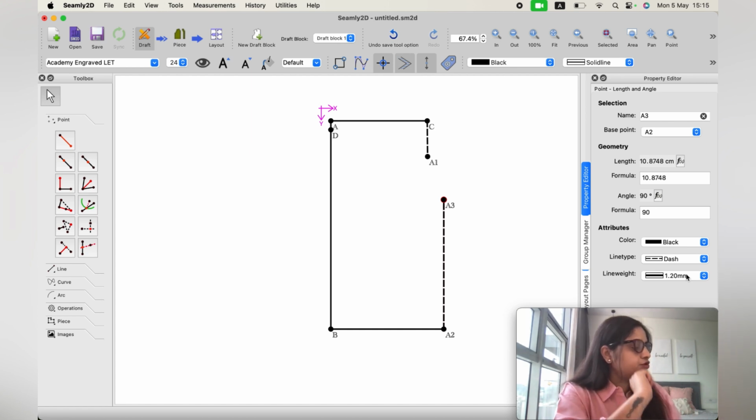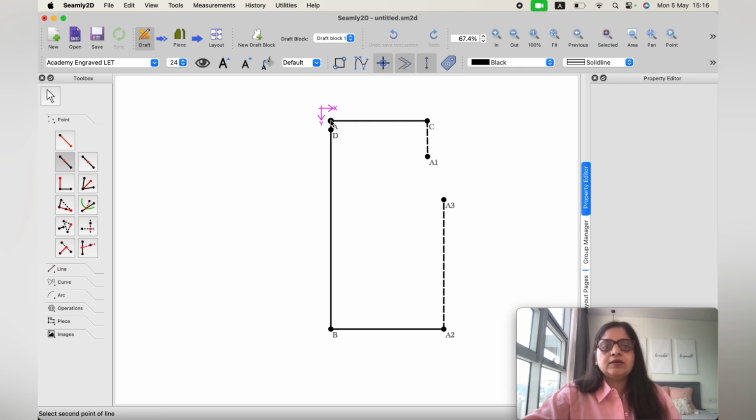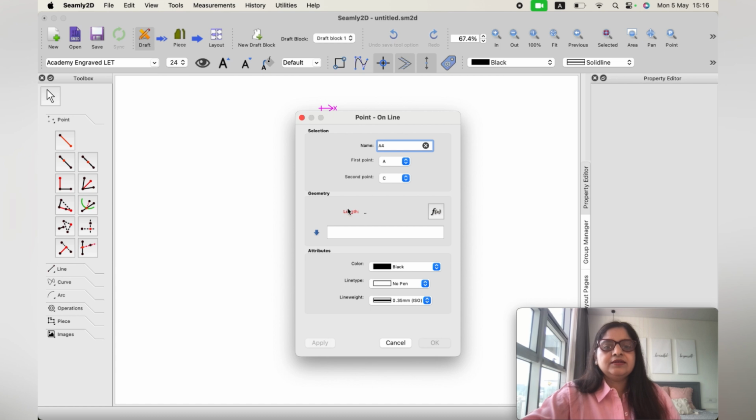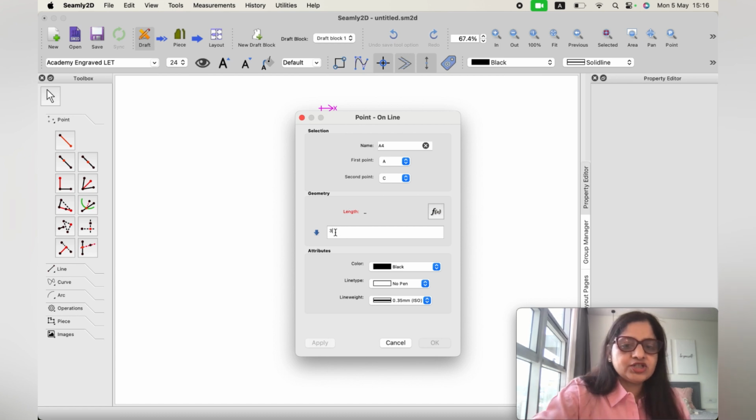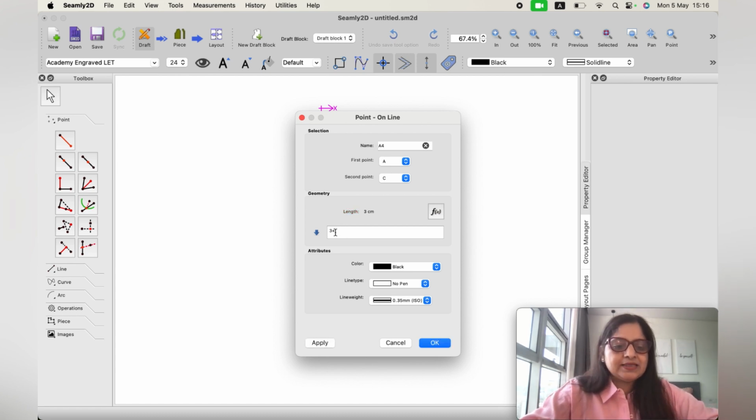Now we'll move on to figure 7, which is A to F, our back neck width, which is 3 inches plus 1/8 of an inch. So again I'll take a point across the line here. It is 3 inches plus 1/8 inch, and my point name is F.